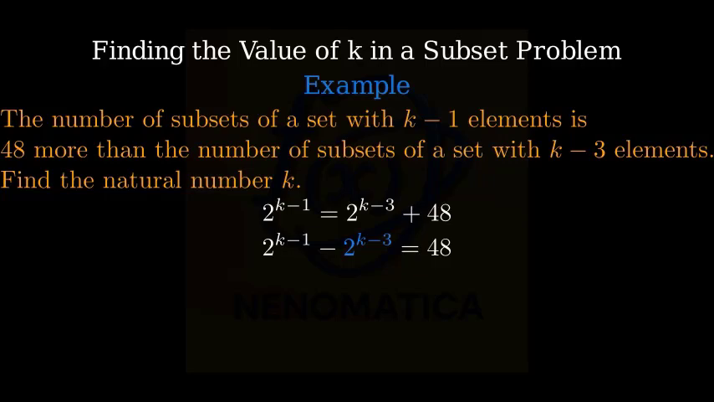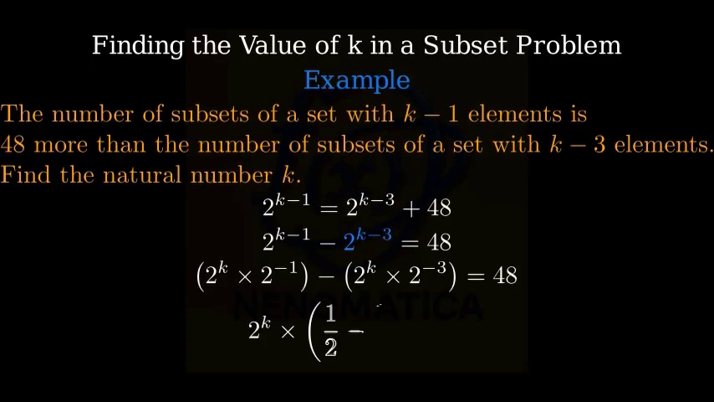side of the equation. Next, we'll rewrite each term using the laws of exponents. 2 to the power of k minus 1 can be written as 2 to the power of k times 2 to the power of negative 1. Similarly, 2 to the power of k minus 3 can be written as 2 to the power of k times 2 to the power of negative 3. Now, we can factor out 2 to the power of k from both terms.